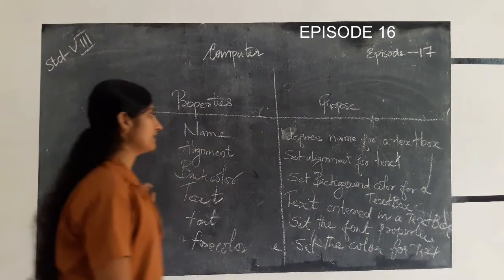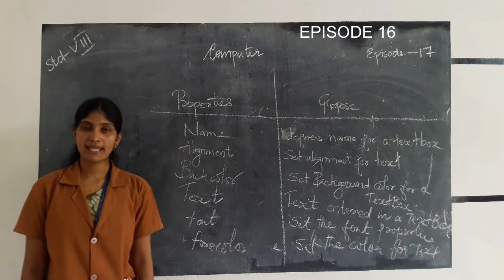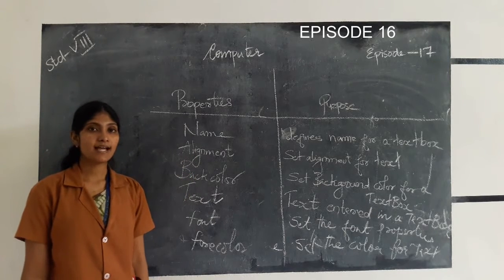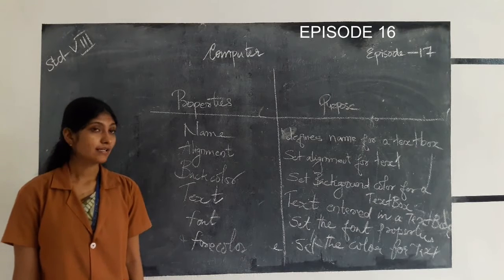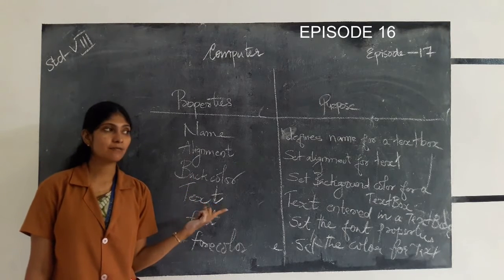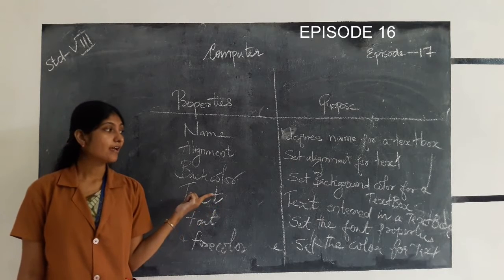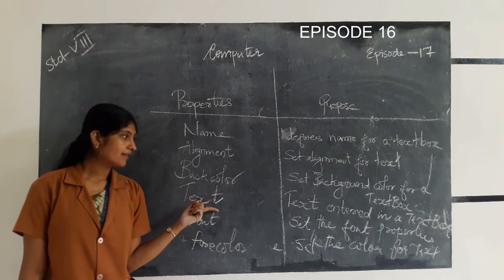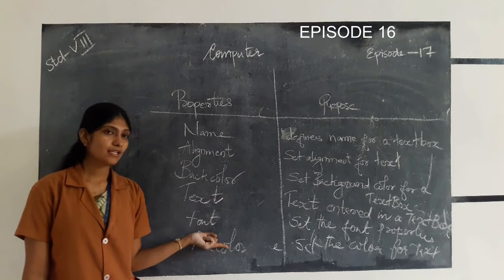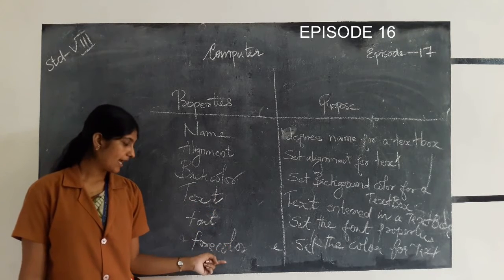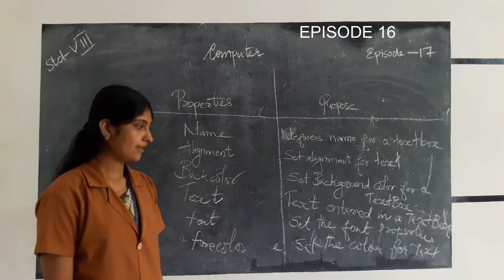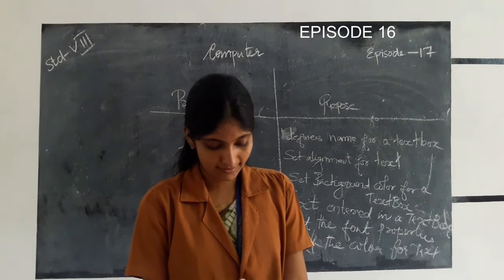Okay, so once again, name defines the name for a text box. Alignment sets alignment for text. Then back color sets background color for the text box. And then text is what you entered in the text box. Then font sets the font properties. And then forecolor selects the color for a text in the text box.